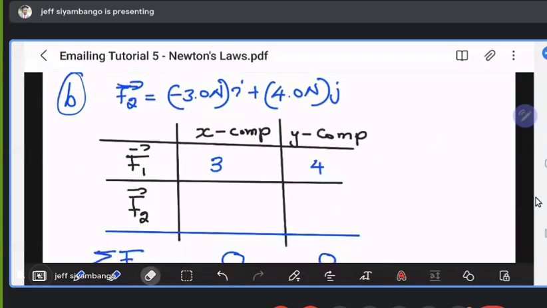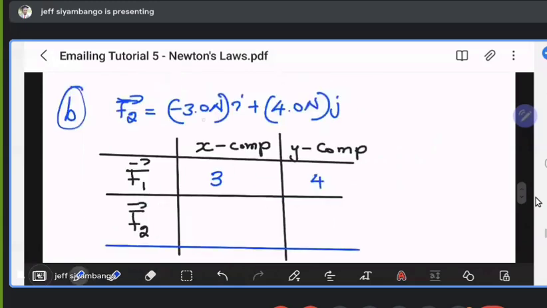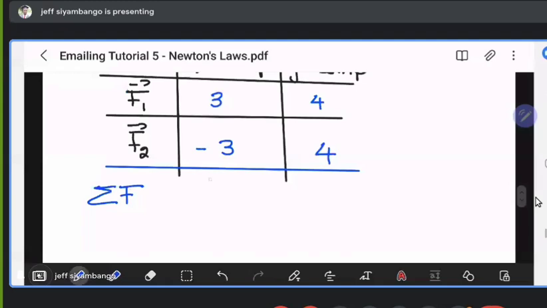So I'll remove this. The resultant will also change. But for F2, the X component is minus 3 still. The Y component is now positive 4. The difference is now the Y component is a positive 4, not a minus. So the resultant force will have components: the X component will be 0, and the Y component will be 8 when we add these two.